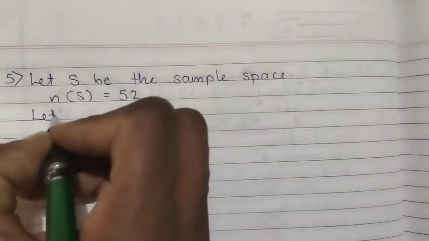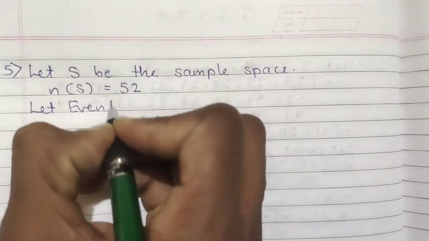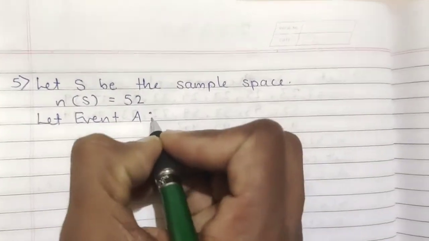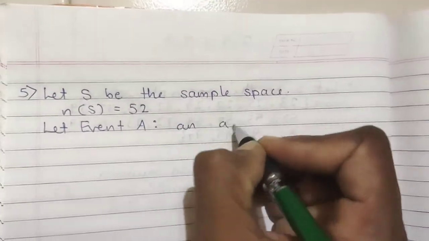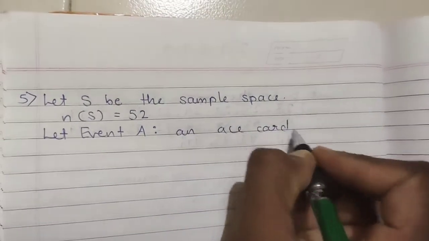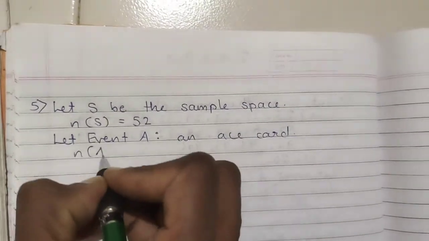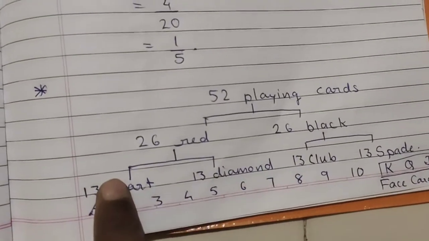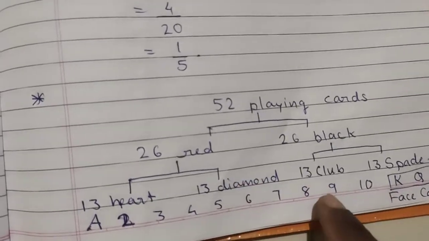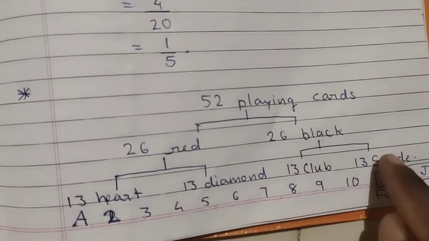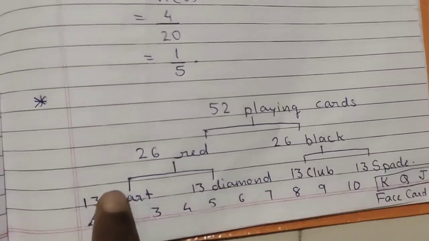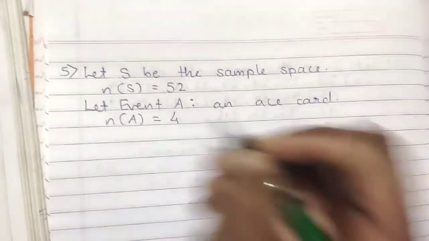Now we will solve events. Let event A, what is event A? An ace card. Now you tell me how many ace cards are there. See, you are going to have an ace card in heart, an ace card in diamond, an ace card in club, and an ace card in spade. So total there are 4 ace cards. So here n(A) will be 4.